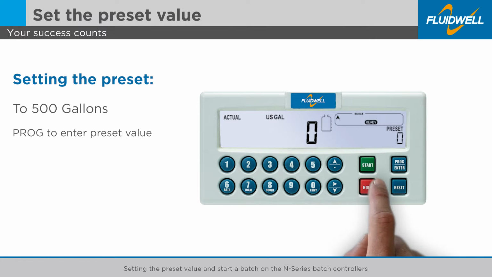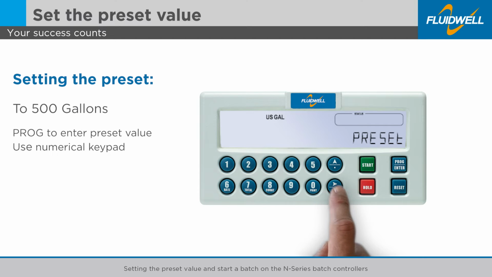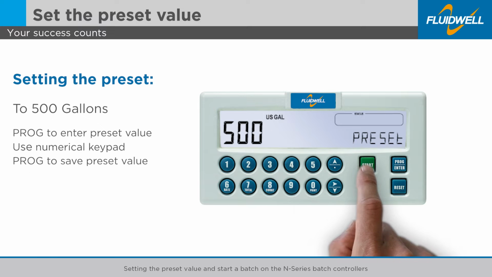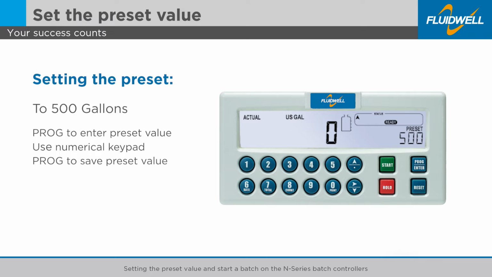Press the Prog button once to enter the preset value. Use the numerical keypad to enter the preset value. Press the Prog button to save the new value and return to the main screen.